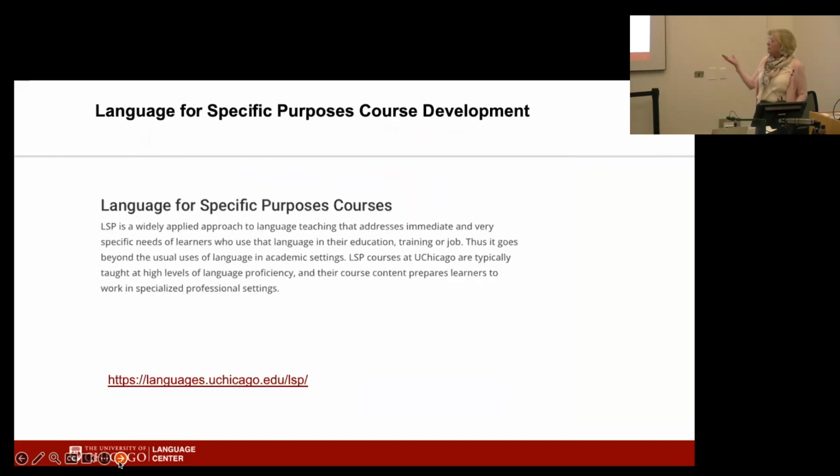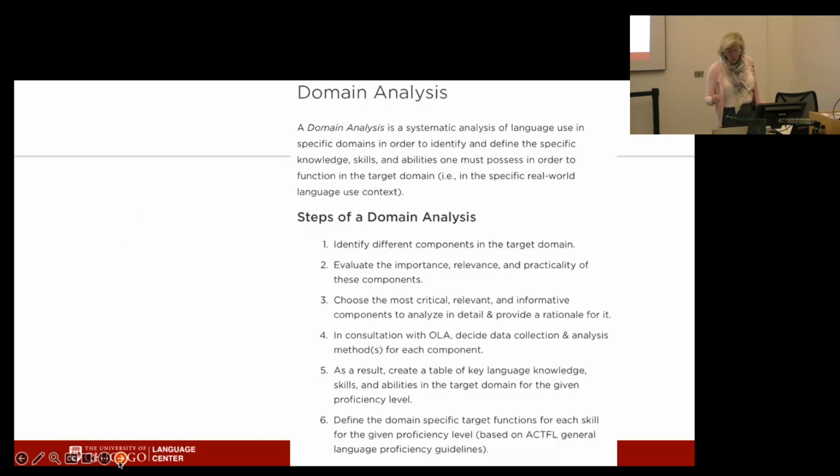That's a definition of LSP. And we offer domain analysis training for our colleagues. So this is just what I described to you. And here are some of the current projects.